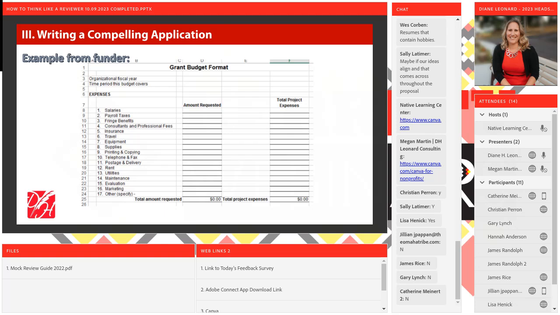Well, maybe if we're in an urban area, that might mean public transportation. If we were in a rural community, that would probably mean we were thinking about mileage reimbursement. Either way, if that was what you had put forward in your narrative, when we come into your grant budget form, we would expect to see in the total project expense section, in line 6 for travel, some amount of money, even if you weren't asking for it from that grant maker.